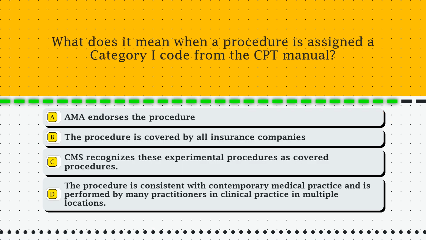Question 186. What does it mean when a procedure is assigned a category I code from the CPT manual? Option A. AMA endorses the procedure. Option B. The procedure is covered by all insurance companies. Option C. CMS recognizes these experimental procedures as covered procedures. Option D. The procedure is consistent with contemporary medical practice and is performed by many practitioners in clinical practice in multiple locations.